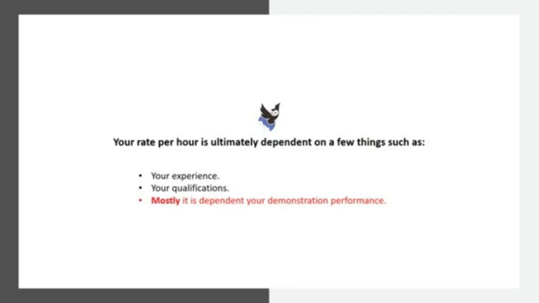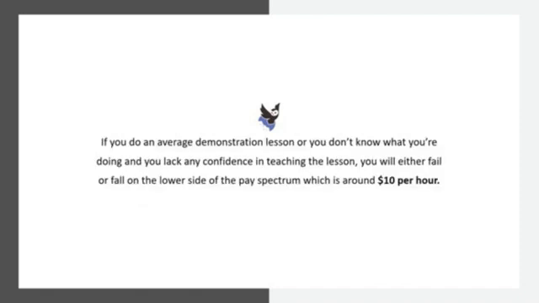So your rate per hour is dependent on a few things such as your experience and your qualifications, but mostly it is dependent on this demonstration performance. If you do an average demo and you don't know what you're doing and you lack the confidence in teaching the lesson, you will either fail or you will fall on the lower side of the pay spectrum, which is around $10 per hour.